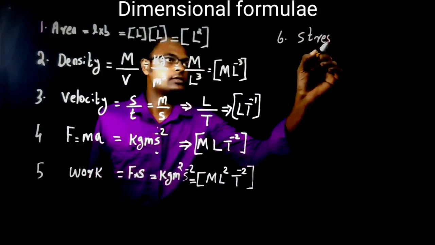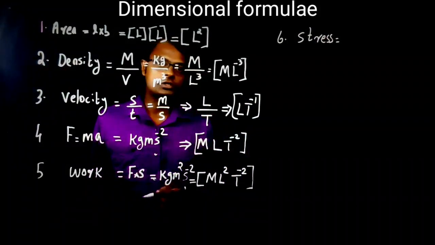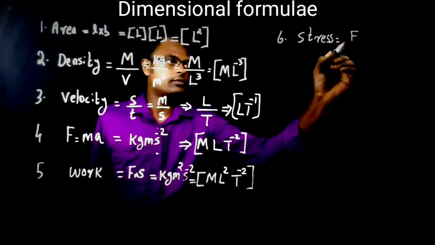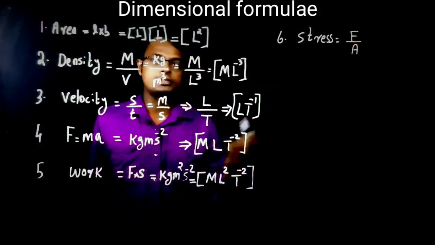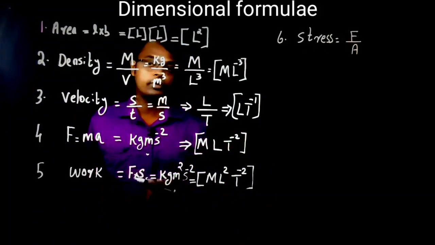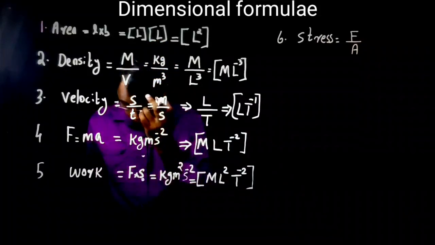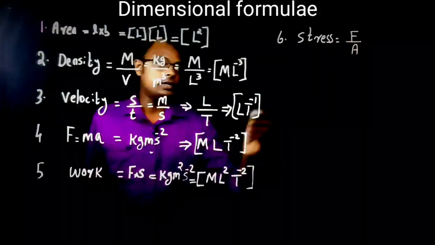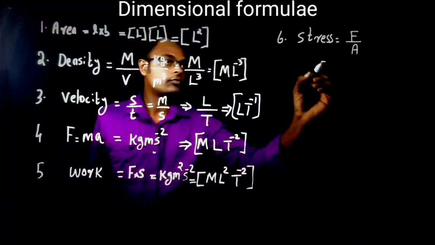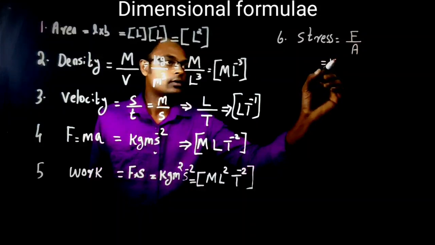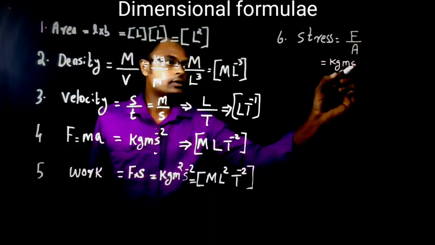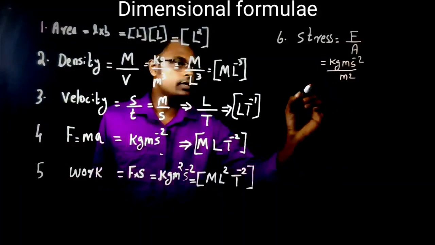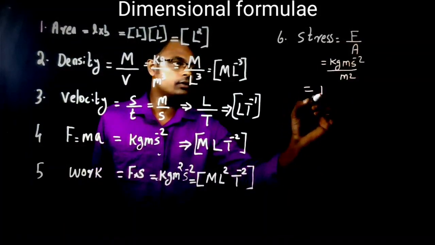Now let's discuss another example, that is stress. You can see here the stress formula. Stress is equal to force divided by area, same as the pressure. So tangential force divided by area. Force is kilogram meter s to the power minus 2, divided by area, which is meter square. So what is the derived unit here?